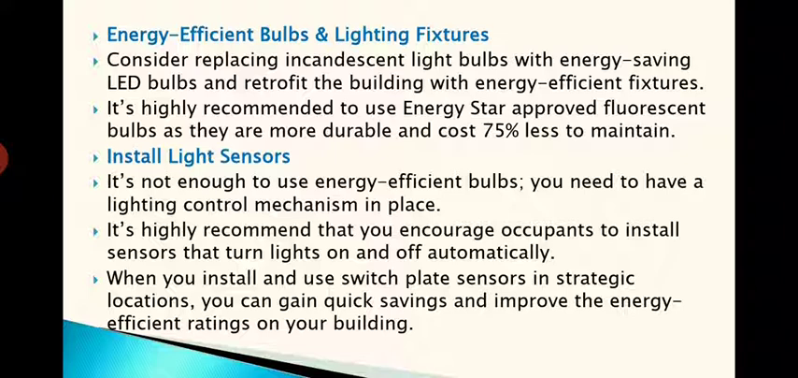That much difference in consumption of energy is there. So the first thing we have to use is energy efficient bulbs and lighting. Replace conventional bulbs with LED bulbs and all. So that is one thing we can do to increase the energy efficiency. Consider replacing incandescent light bulbs with energy saving LED bulbs, and retrofit the building with energy efficient fixtures. It is highly recommended to use Energy Star approved fluorescent bulbs, as they are more durable and cost 75% less to maintain, instead of conventional incandescent lights.